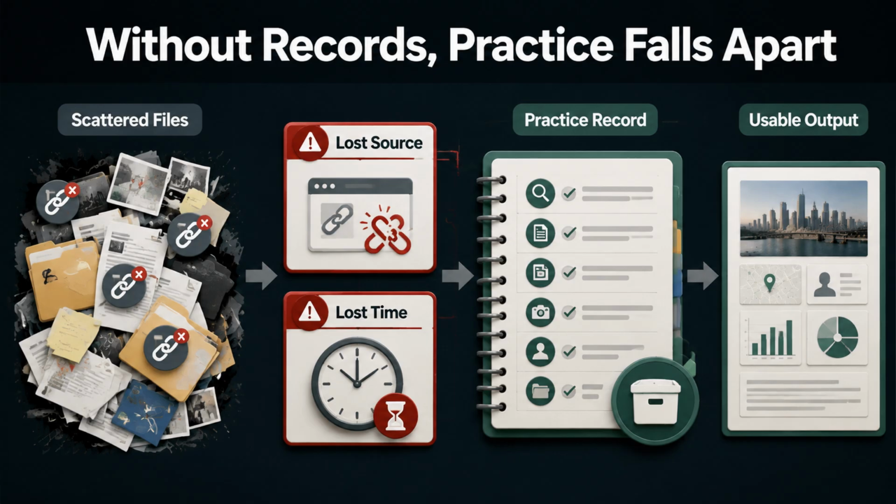OSINT learning falls apart when records are missing. You download one file today, take one screenshot tomorrow, copy a link next week, and later you cannot remember which source supported which judgment. That is not a small inconvenience. It means the work cannot be reviewed.